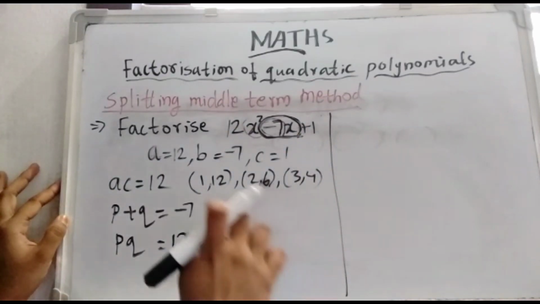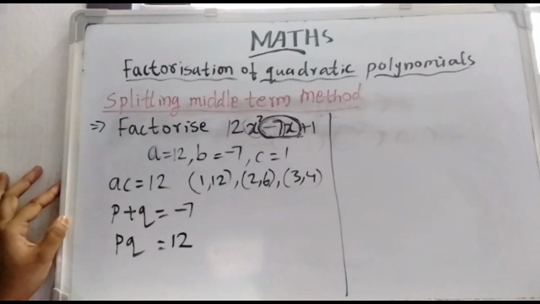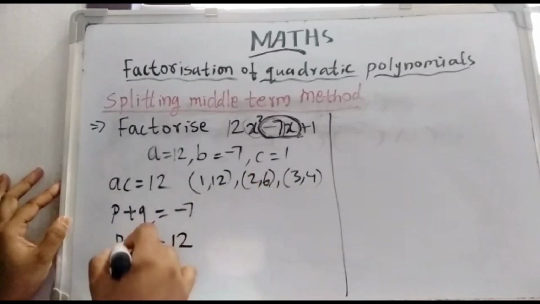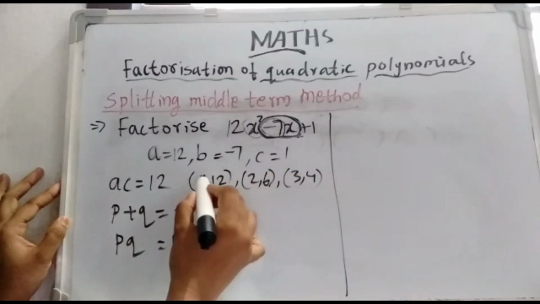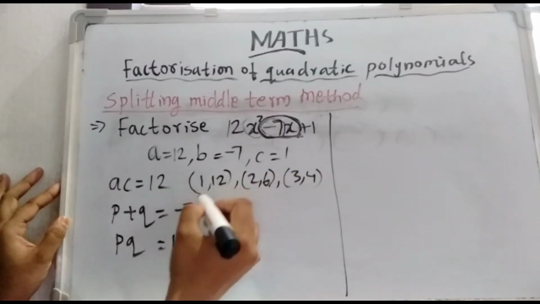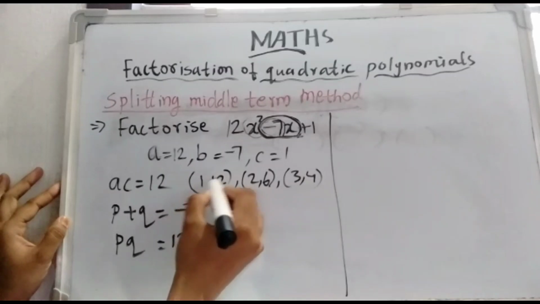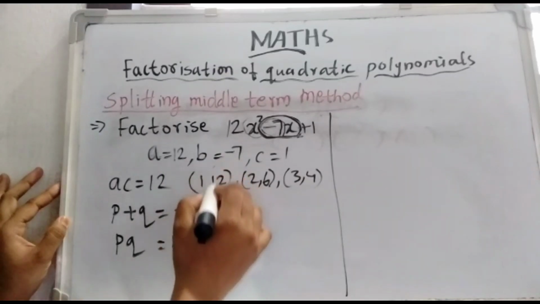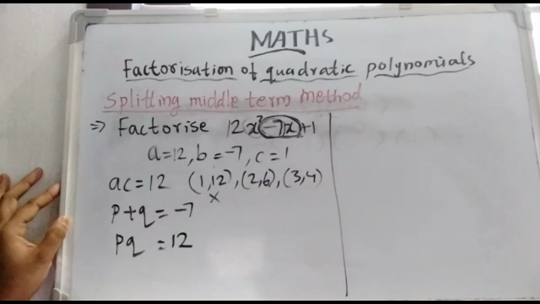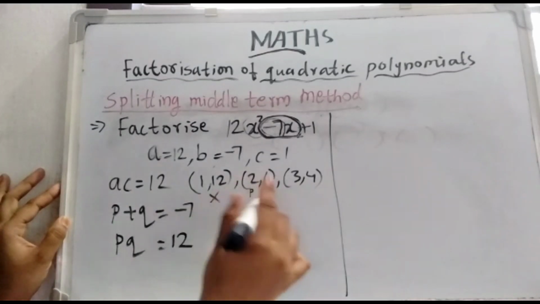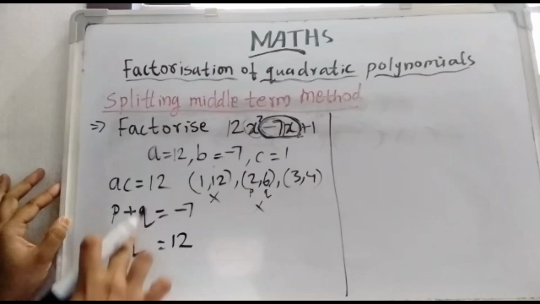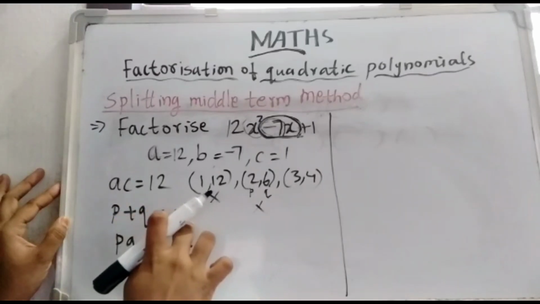Let's check. We have to select this p and q using the factors of 12. See, if p is 1 and q is 12, p plus q means 13, so this we cannot take. If p is 2 and q is 6, p plus q is 8, so this also we cannot take. We should get p plus q as minus 7.